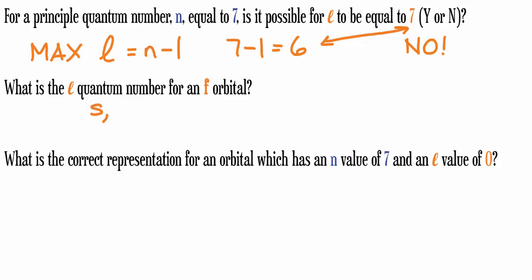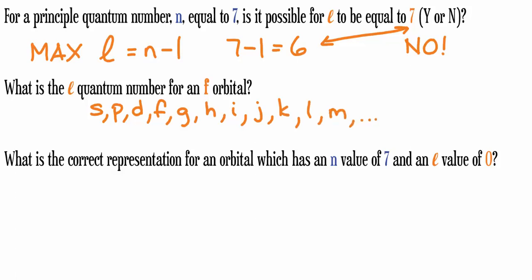Next, what is the L quantum number for an f orbital? Now, the S, the P, the D, the F are the ones that we have on our current periodic table. Any additional or future orbitals would have to go alphabetically, skipping over S, P, D, and F. Now, since S is associated with 0, and P with 1, and D with 2, and F with 3, this pattern would continue. Now, since it asked about the F orbital, F is equal to 3.